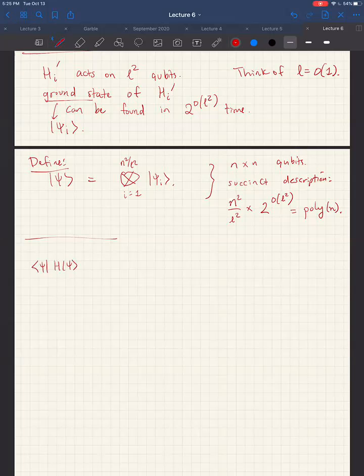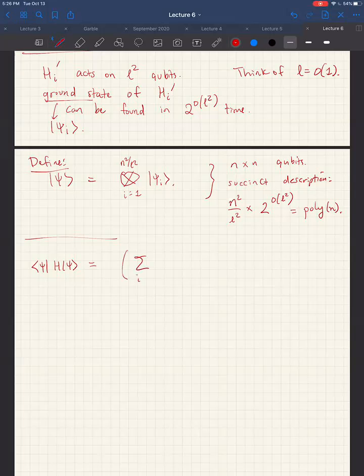Just one quick thing. When you say brute force on H i prime, you mean take the matrix and compute its eigenvector corresponding to its smallest eigenvalue? Yeah, that's one possible way to do it.